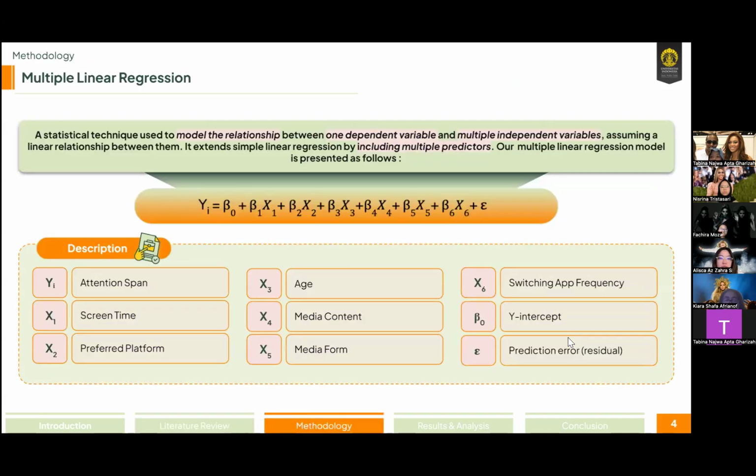So the next slide is methodology. Multiple linear regression is a statistical technique used to model the relationship between one dependent variable and multiple independent variables, assuming a linear relationship between them. It extends simple linear regression by including multiple predictors, and our multiple linear regression model is presented as below. Y is attention span, X1 is screen time, X2 is preferred platform, X3 is age, X4 is media content, X5 is media form, X6 is switching app frequency, beta 0 is the Y-intercept, and the last one is the residual.